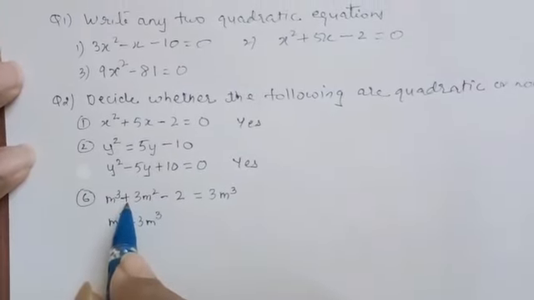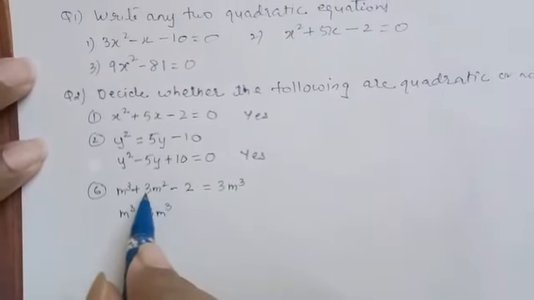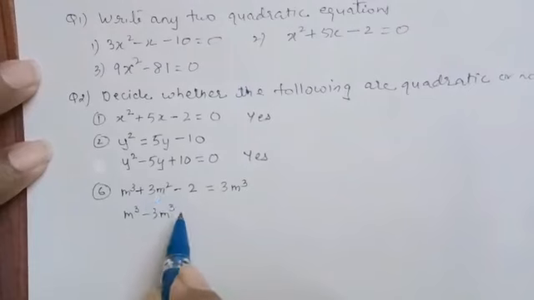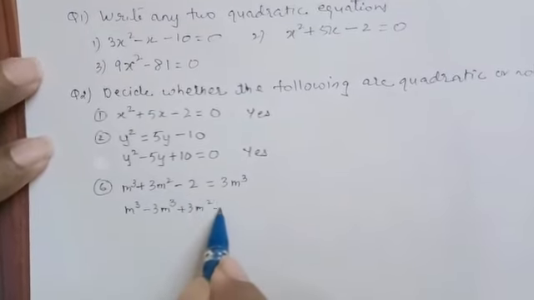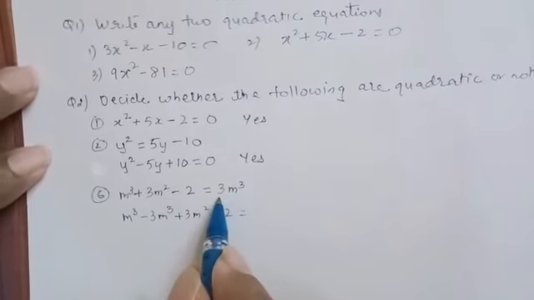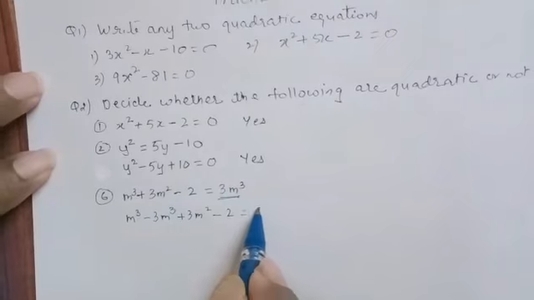plus 3m cube will become minus 3m cube, and this we write on the same side, so no sign change: plus 3m square will remain the same, minus 2 will remain the same, and this term has already gone to the left hand side, so here there is nothing remaining, so it is 0.